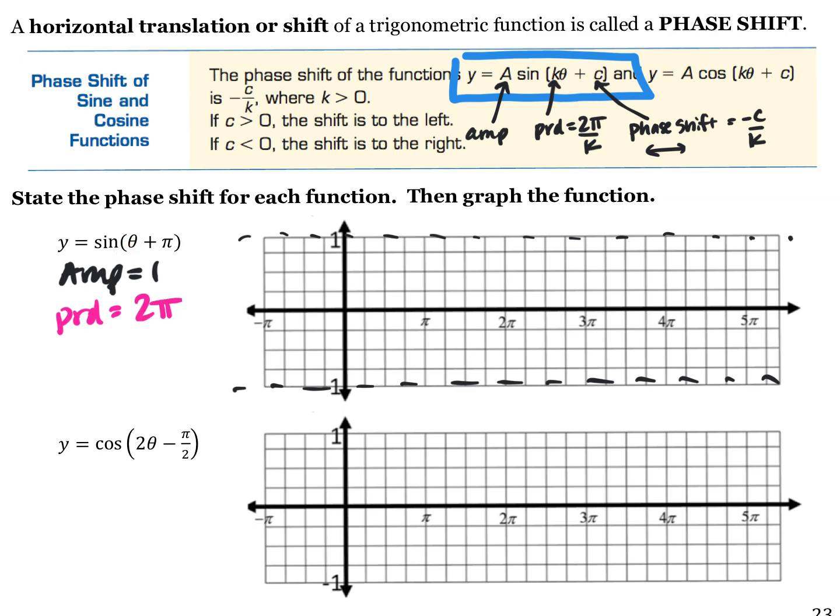And here's the new thing. What's my phase shift? Phase shift is negative C over K. It'd be negative pi, exactly, Tay. She's saying negative C over K would be negative pi over 1, which is just going to be negative pi. So good.